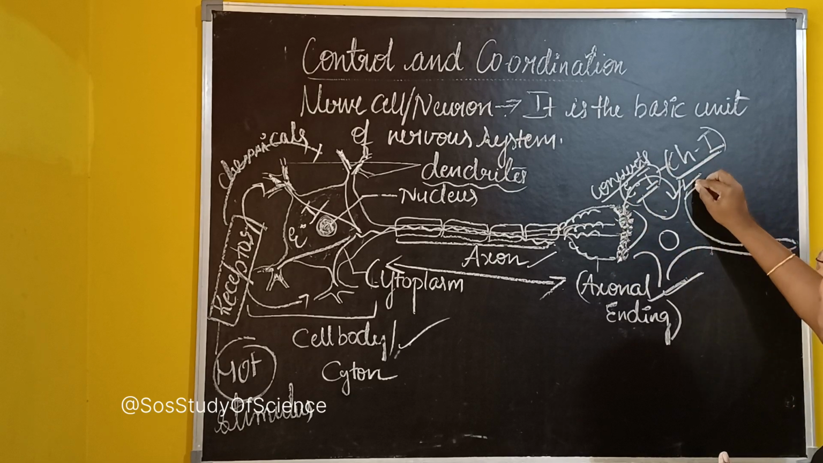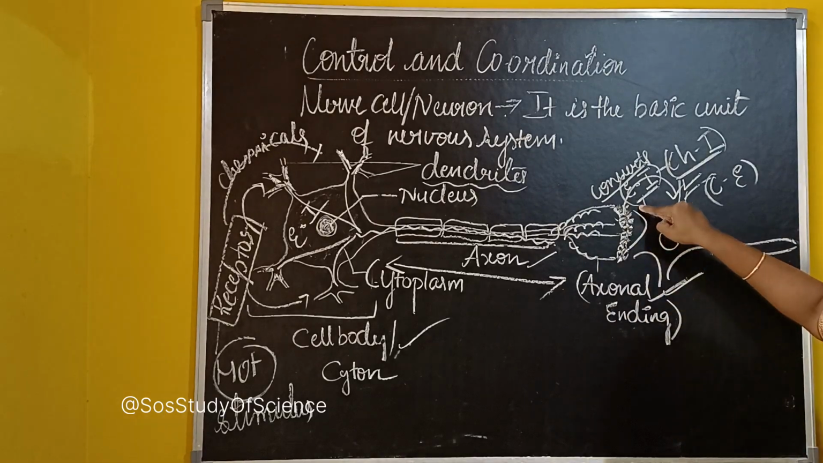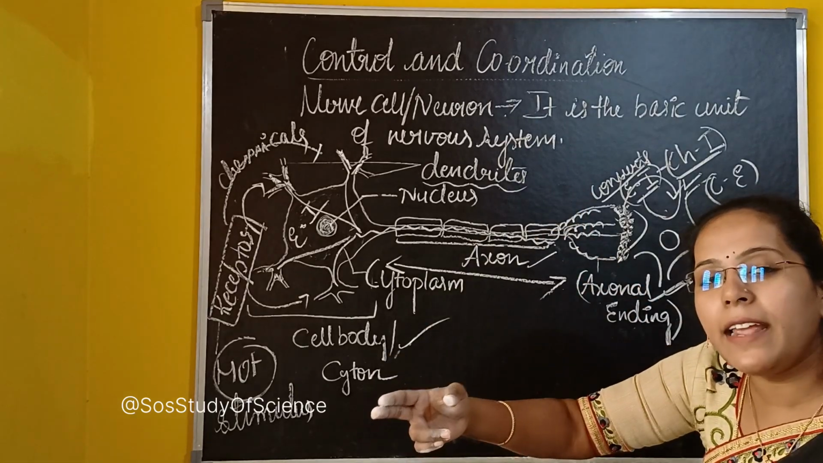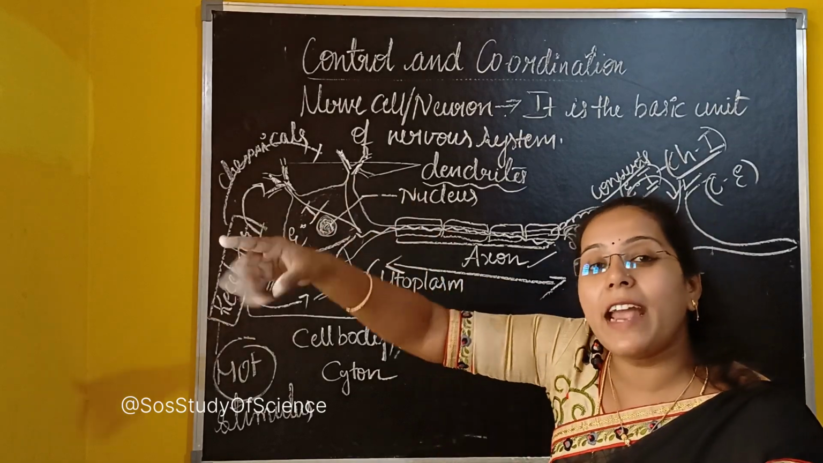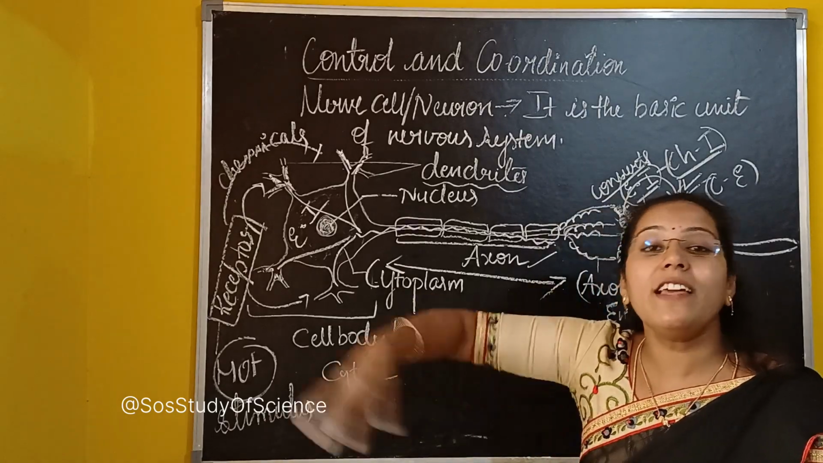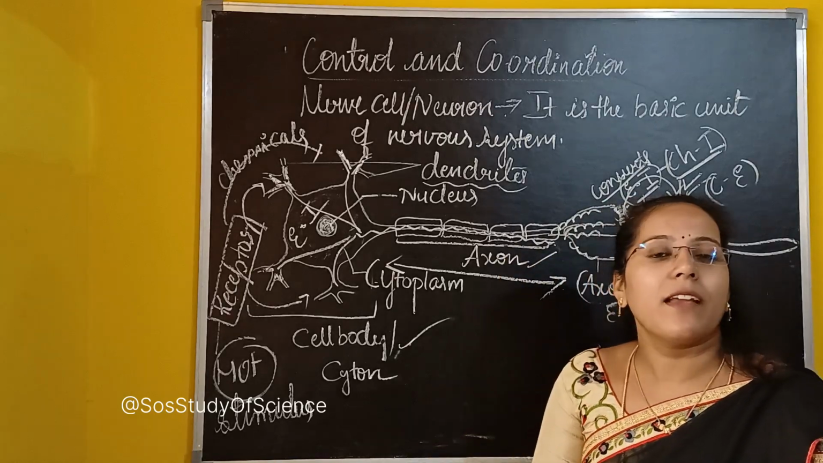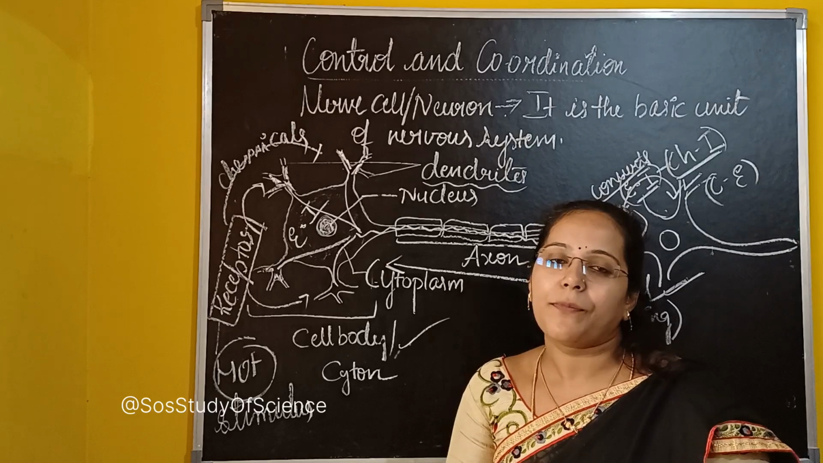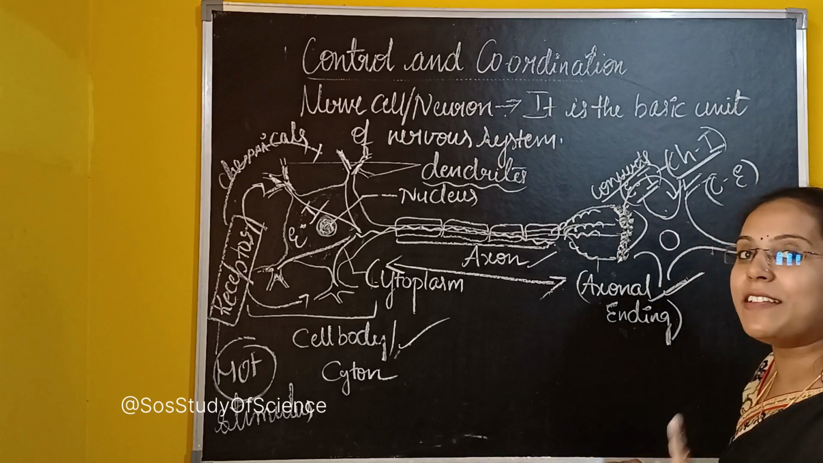Again, when it reaches the next axon, this chemical information will convert into electrical information. From the dendrites, electrical information is passed throughout the axon to the axonal ending, and at the axonal ending the electrical information turns off and is converted into chemical. That chemical will reach the next nerve cell. So like this, information throughout the nervous system is carried in the form of electrochemical impulse. This is very important. I hope you are clear with this.